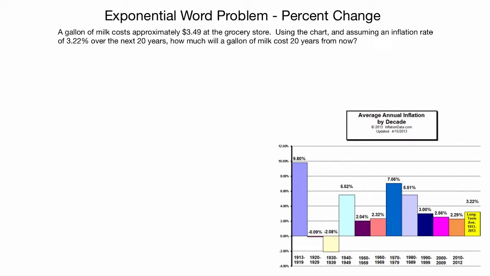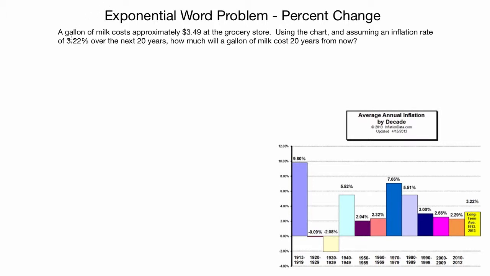So I wanted to do a first word problem based off percent change and thinking about how we can take something where we're either growing by a percent or decreasing by a percent and model that change using an exponential function to help predict out further what the change is going to happen. So here we go. We're going to do percent change, specifically inflation rates.